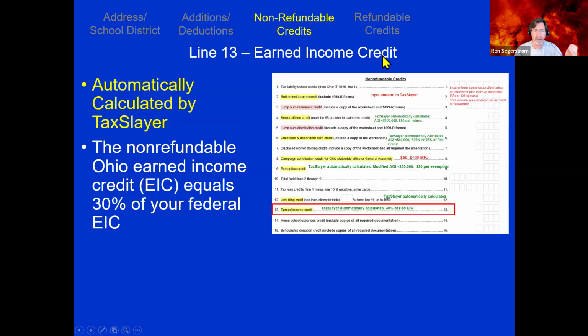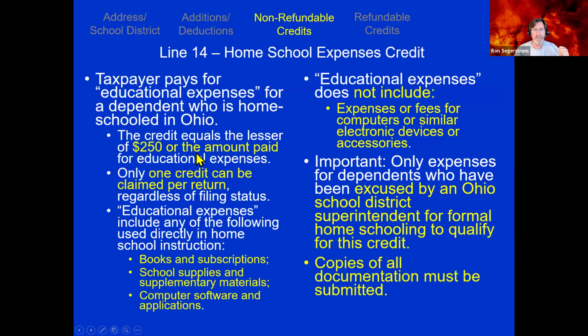So the earned income tax credit, line 9, or sorry, line 13, is 30% of the federal EIC. It's calculated automatically by TaxSlayer, but it'll go right in that area right there.